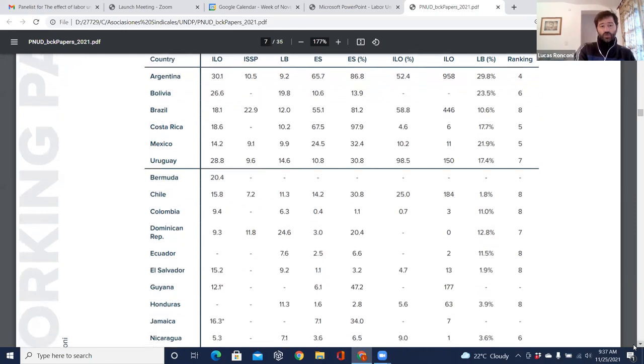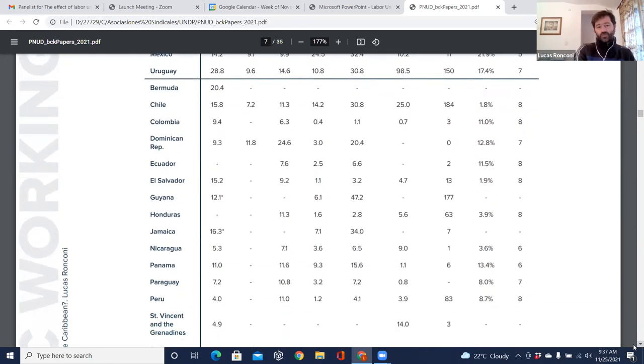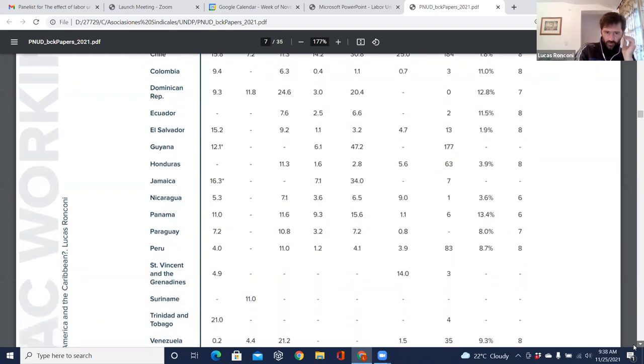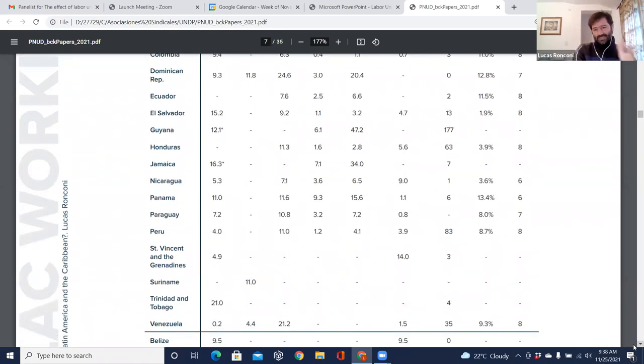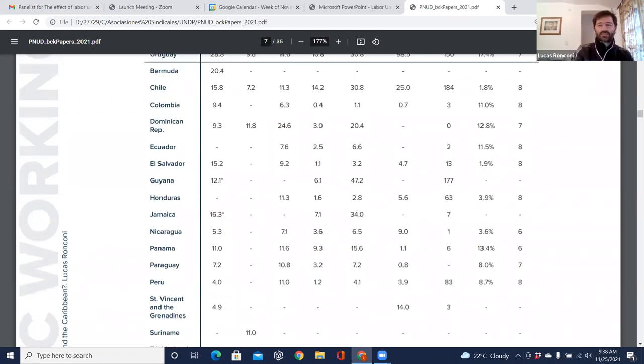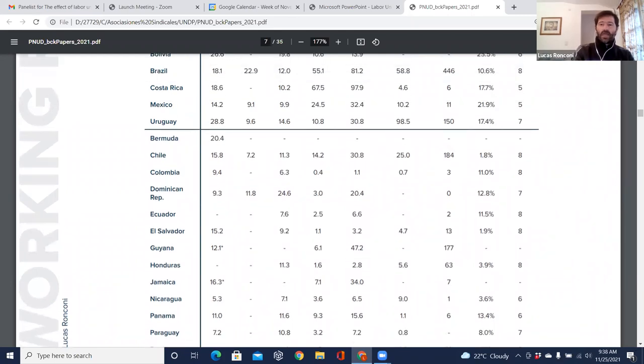But then you have the large majority of countries. I tried to compute statistics for every country in the region: Bermuda, Chile, Colombia, Dominican Republic, Ecuador, and so on and so forth, where, as you can see, there are a large number of empty spots because the amount of evidence is quite limited. But here you will find that density rates are usually in the order of 10%. Erga omnes does not exist, so the coverage of collective bargaining is much lower. The share of firms that are unionized is also lower.